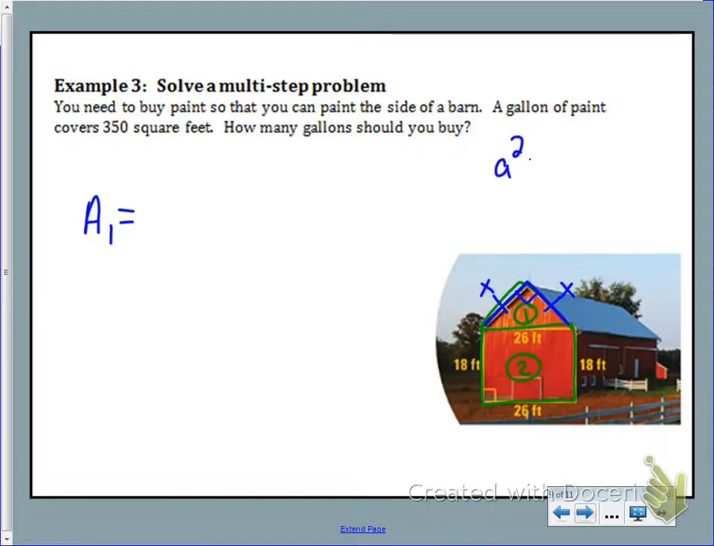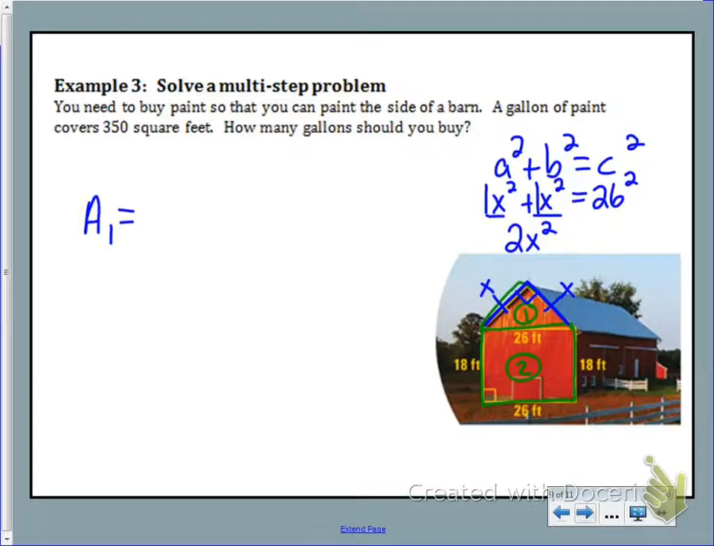So a squared plus b squared is equal to c squared. If I look at this, the two legs of the triangle are x. So x squared plus x squared is equal to 26 squared, which is the hypotenuse. Now we have to do a little bit of algebra here. X squared plus x squared, keep in mind there's a coefficient of 1 for each of those. So if we add those, we get 2x squared equals 26 squared, which comes out to be 676. So our equation says 2x squared equals 676.